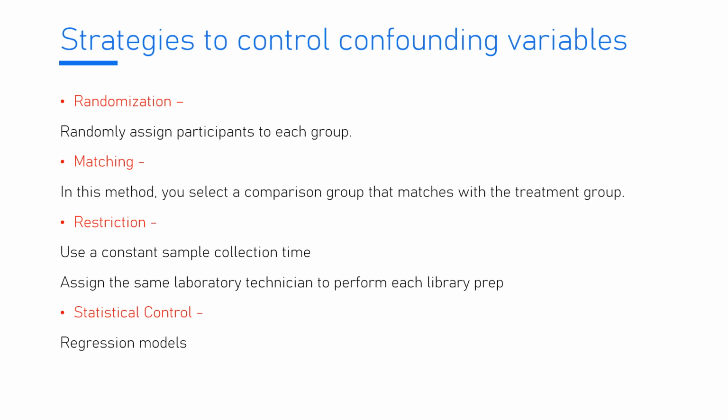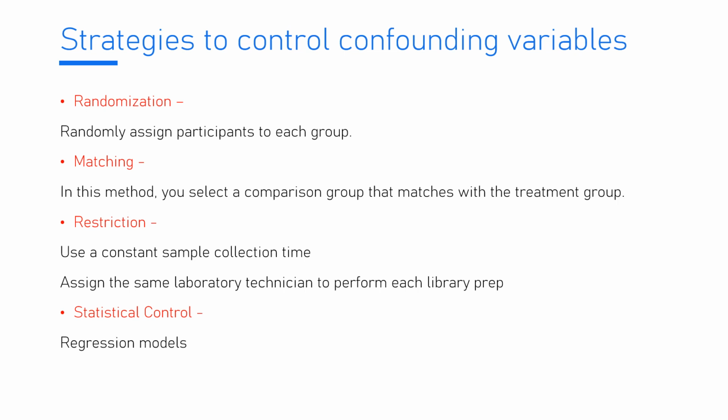So what are the strategies to control for confounding variables? While we are talking about confounding variables for the RNA-seq experiment, this can be used even in general experimental designs. So we have randomization, matching, restriction, statistical control. Firstly, why do we need to control for the confounding variables? To ensure the internal validity of your research, you must account for confounding variables. If you fail to do so, your results may not reflect the actual relationship between the variables that you're interested in.